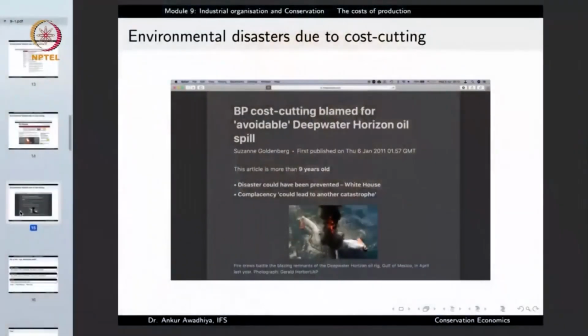This is rationality in the short term. In the long term, it can have tremendous consequences, but in the short term, people do think that these are rational decisions. Now, because cost cutting has such huge impacts on conservation, it is prudent that we understand the cost of production, and why companies go for cost cutting.